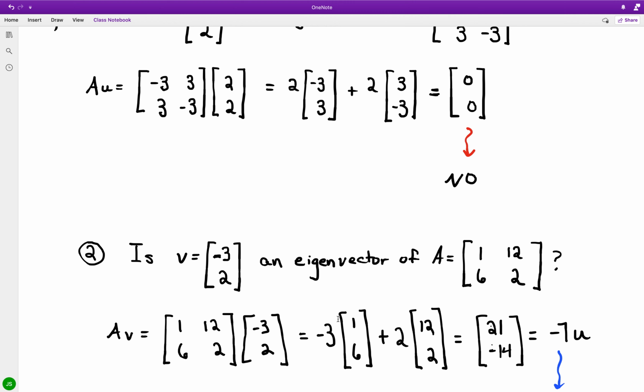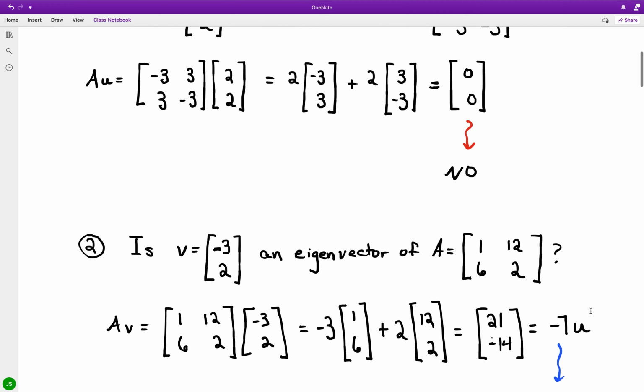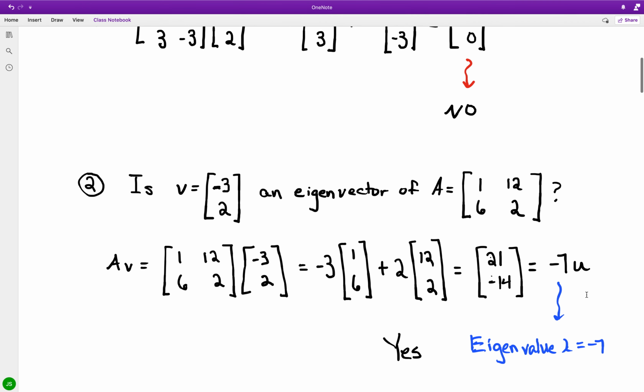And this is going to be a scalar multiple of negative 3, 2. In fact, 21 is negative 7 times negative 3, and negative 14 is negative 7 times 2. So we can say that the product comes out to negative 7 times v. Since this is a non-zero vector, v is going to be an eigenvector. And that coefficient, negative 7, will represent our lambda, or in this case, our eigenvalue. So v, negative 3, 2 is an eigenvector that corresponds to the eigenvalue negative 7.